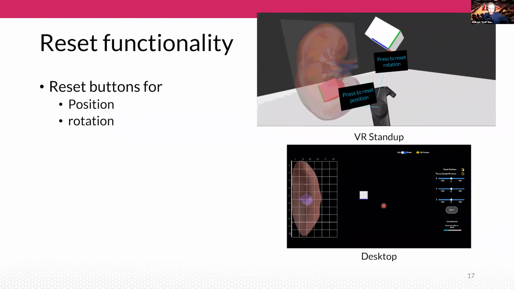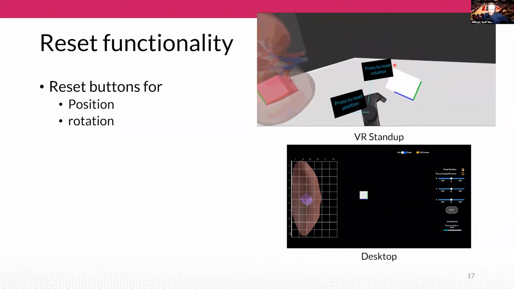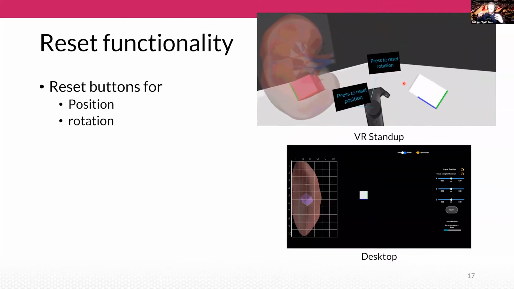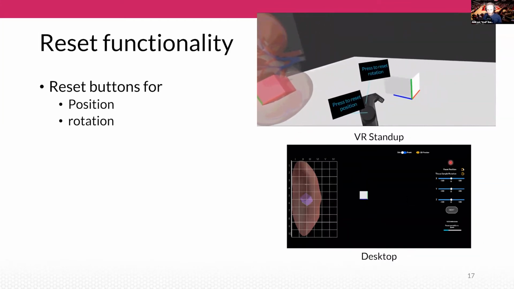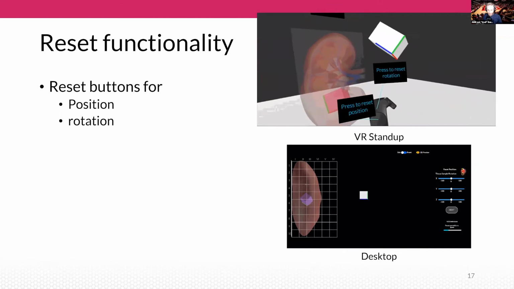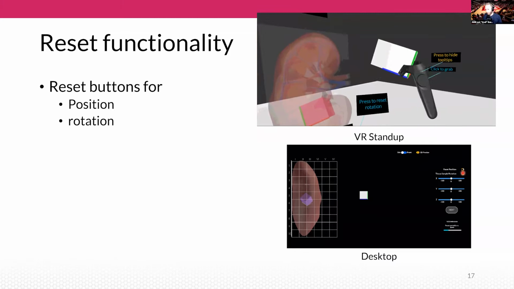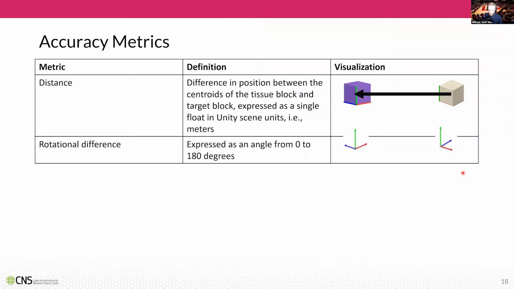We also have reset functionality. So here we can see a user resetting first the position and then the rotation of a block when they feel like they messed up so much they just had to reset everything. And then here in desktop, we have these little circular arrow buttons that allow us to reset the position and the rotation separately.